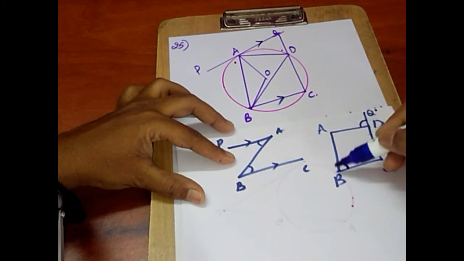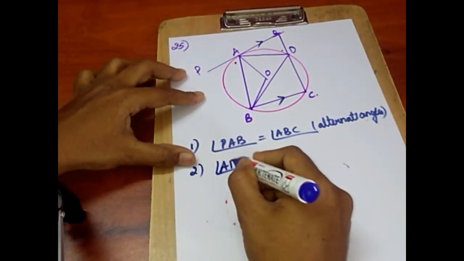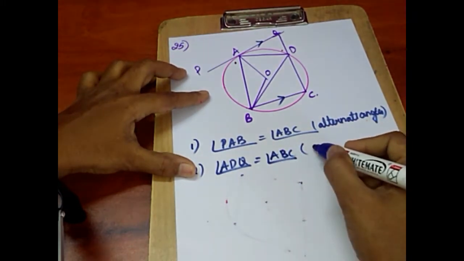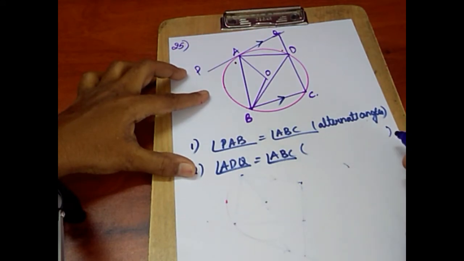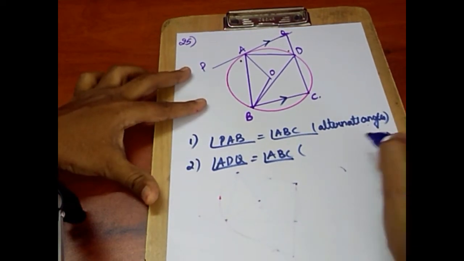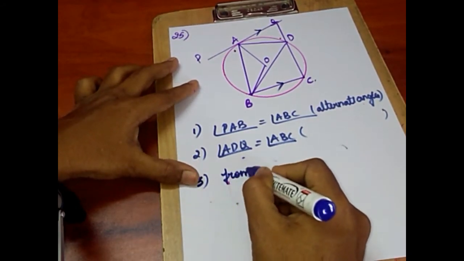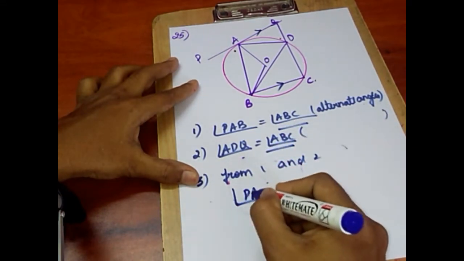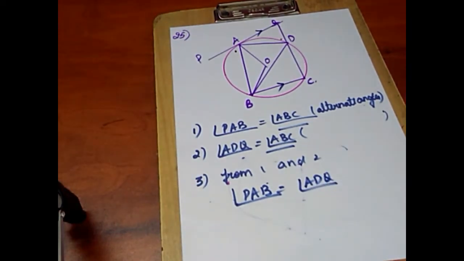Angle ADQ is equal to angle ABC. Write the same. Point number 2. Angle ADQ is equal to angle ABC. Reason is exterior angle of a cyclic quadrilateral is equal to the interior opposite angle. It is very much important to write the reason. Just complete it. Now point number 3. From 1 and 2, what can we conclude? Angle ABC is common. Hence angle PAB is equal to angle ADQ. We have completed sub question 1 which is asked to prove.